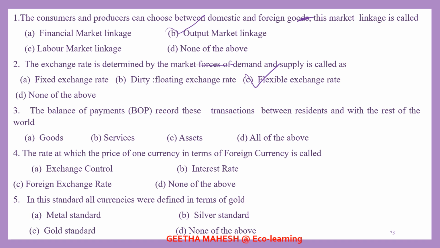The balance of payment records transactions between residents and the rest of the world. So it includes goods, services, assets, and all of the above. The rate at which the price of one currency in terms of foreign currency is called foreign exchange rate. In this standard, all currencies were defined in terms of gold.